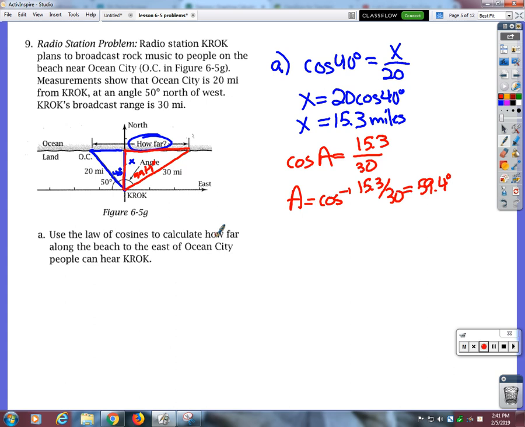All right, so all together, in total, what is this angle right here? So 40 plus 59.4 is 99.4 degrees. That whole angle is 99.4 degrees.